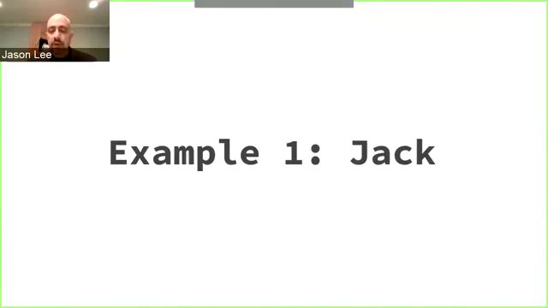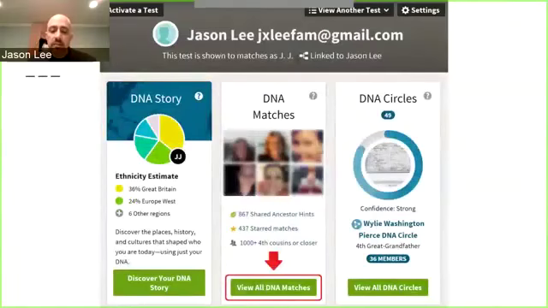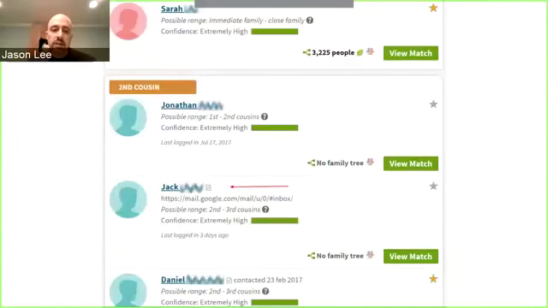So we'll start off. Our first example tonight is Jack. He is a new match. He's a very accomplished and knowledgeable gentleman, so it's nice to have him as a match, and we've been working together recently. I found him on my match list, so if you click on the link to find your match list, you'll find matches of interest. In this case, we're looking for Jack. He's predicted to be in the second to third cousin range for me.